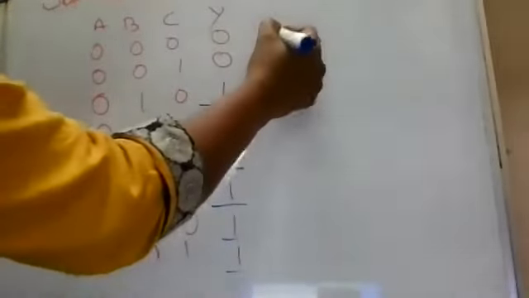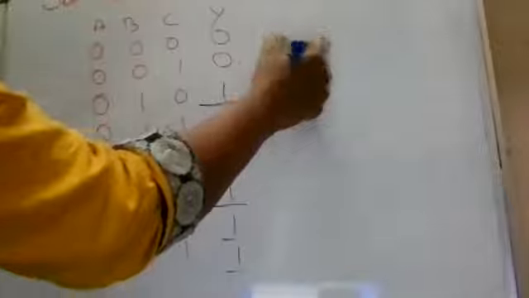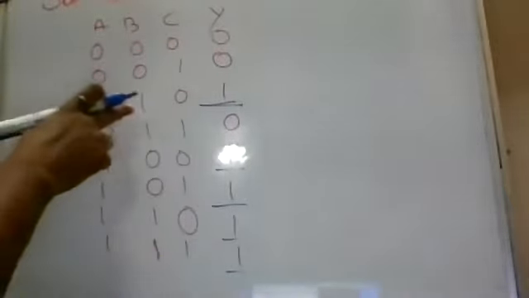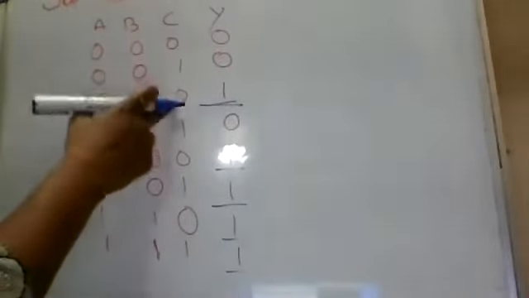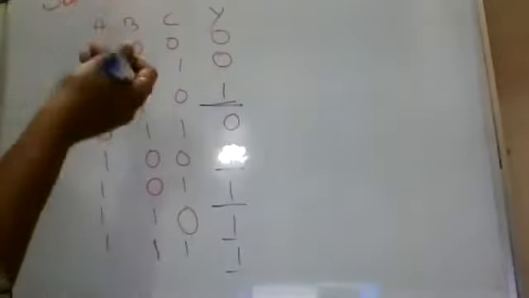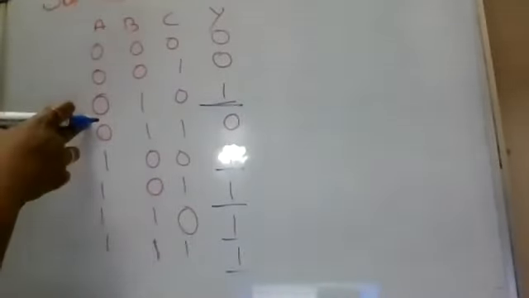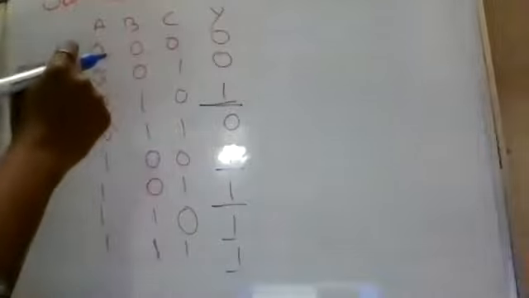So for this one we can write the function. For this one we have A, B, C: A is in low condition, B is in high condition, and C is in low condition. That means A equal to 0, B equal to 1, and C equal to 0.